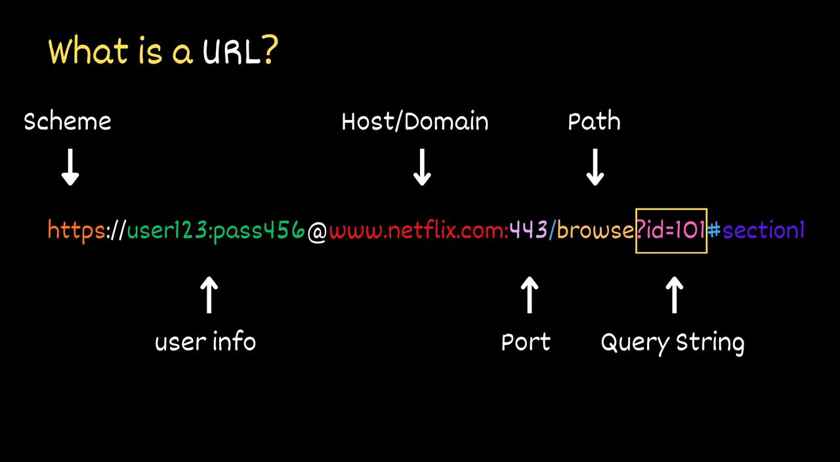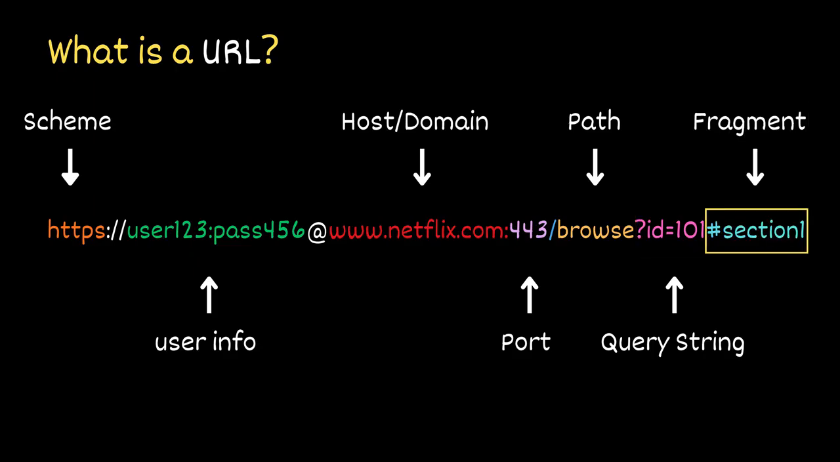It's like a request saying, show me the page for item ID 101, which could be a specific movie or category. And finally, the fragment. This part doesn't go to the server. It's handled by your browser. It tells the browser to jump to a specific section of the page, like the Trending Now row, once the page loads.